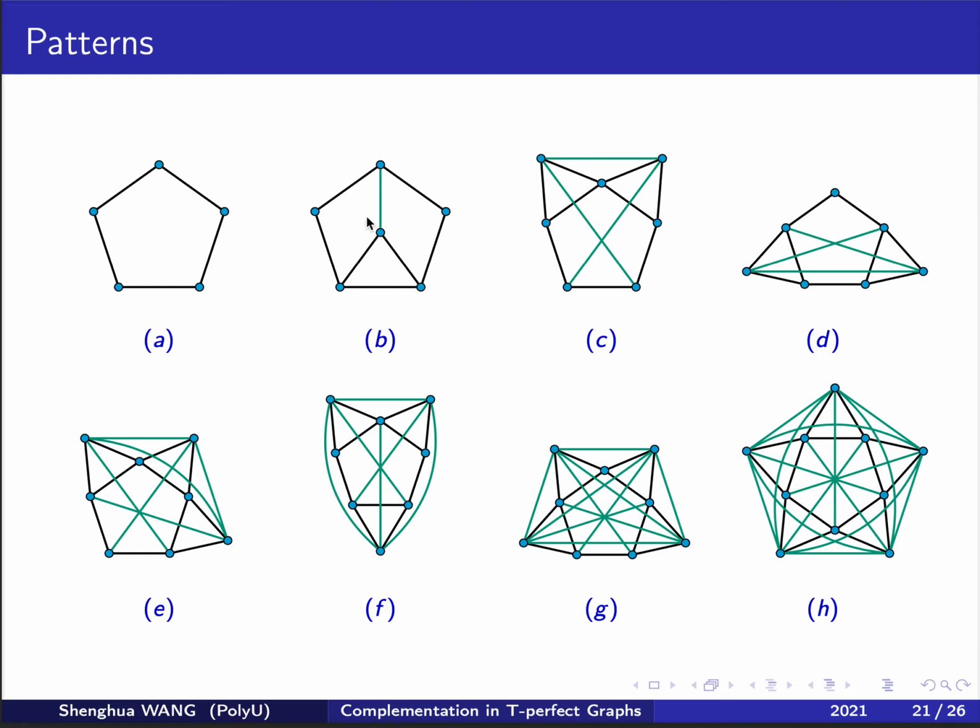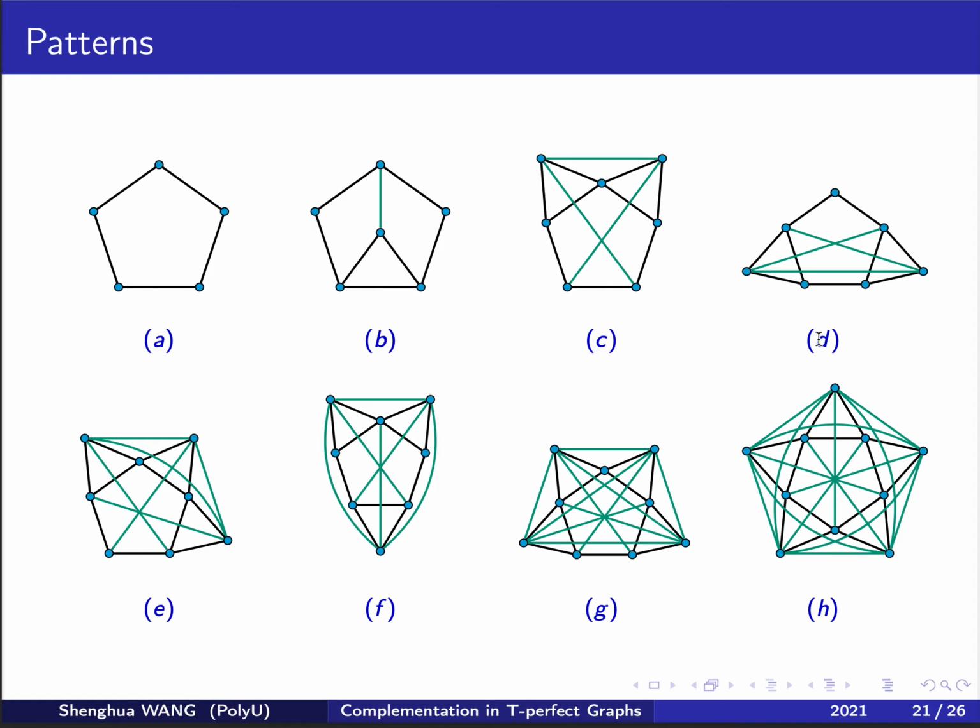And if we assume some potential edges exist in the graph, then we will obtain a graph in the corresponding pattern. For example, pattern B has one potential edge. If this edge exists or does not exist in the graph, we will have two graphs in this pattern. And for patterns A, B, and C, we show that all graphs in these three patterns are almost bipartite graphs, that all of them are T-perfect.